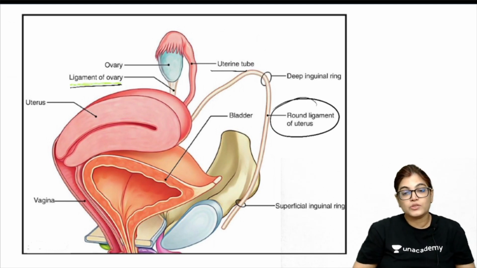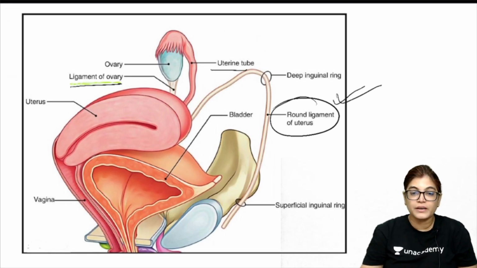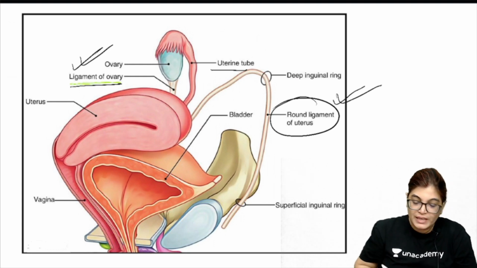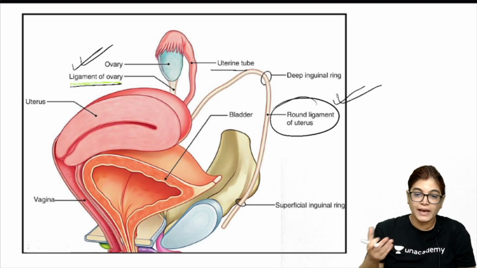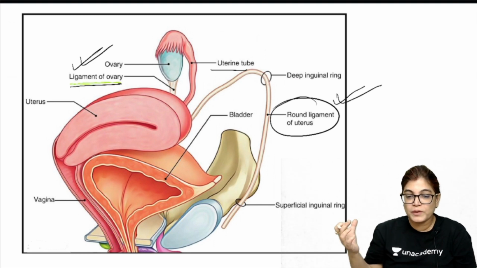So it is also important to know, I will also show you the diagram, what is the relation of these three structures on the lateral aspect of the uterus. So actually round ligament of uterus is related antero-inferior to the fallopian or uterine tube, and ligament of ovary is lying postero-inferior to the uterine tube. I will show you the further diagram which will make you clear. Here you are seeing the sagittal section, but I will show you the more superior view and the dissected diagram which will make it clear.